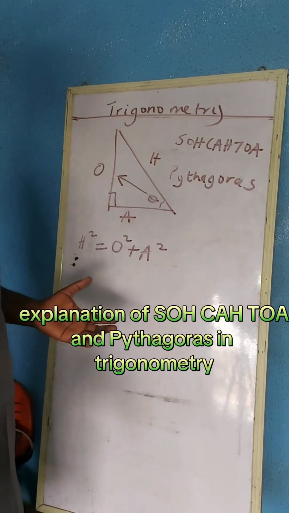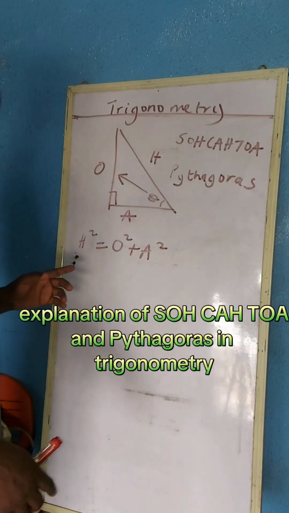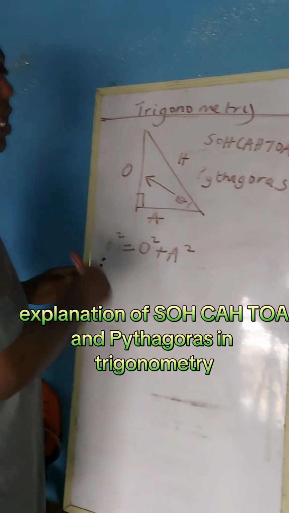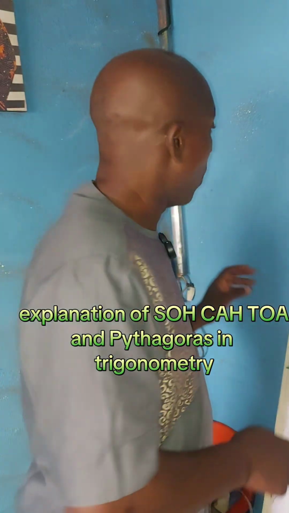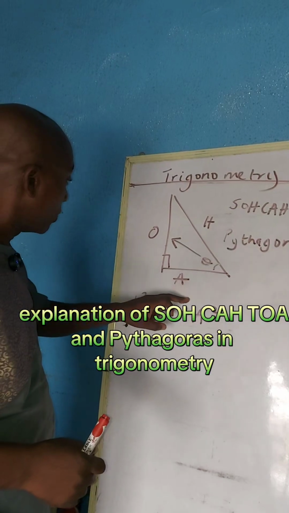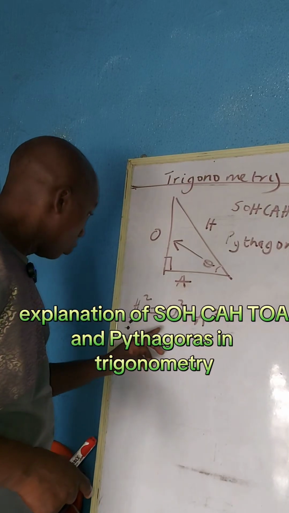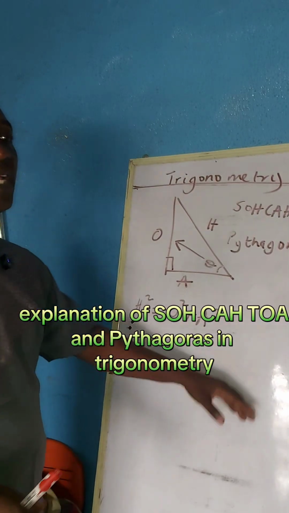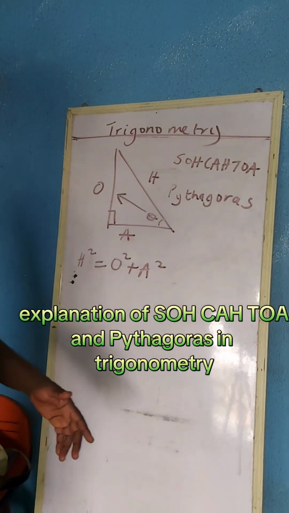Then Pythagoras theorem. That one has 3 parameters also. Pythagoras theorem states that in the right angle triangle, the square on the hypotenuse is equal to the sum of squares of the other 2 sides, which gives H squared equal to O squared plus A squared. That is Pythagoras theorem.